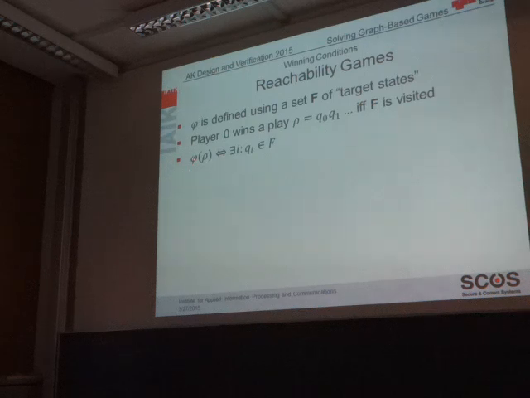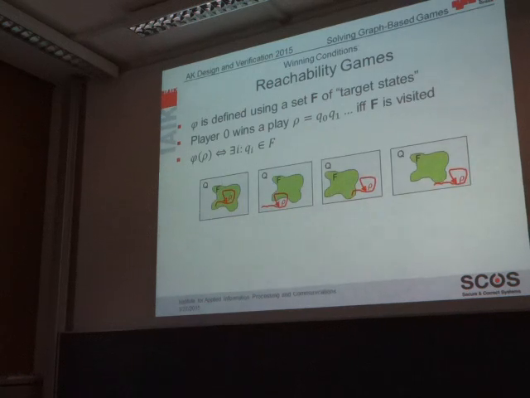We say that we win the game, so this phi evaluates to true, if there exists some state qi in our play such that this state qi is part of this target region F. So if there is at least one state in our play that is part of F, then we have satisfied our goal. We just want to reach F once. That's enough. So here are a few examples.